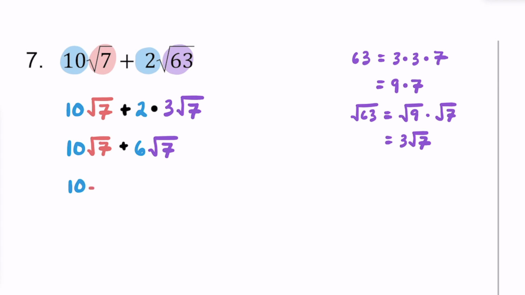So we have 10 root 7, and then we're going to go ahead and add on 6 more of these root 7s. All right, so 10 plus 6 is going to be 16. You can think about them as coefficients if that helps you a little bit. So that's going to be 16 times the square root of 7.